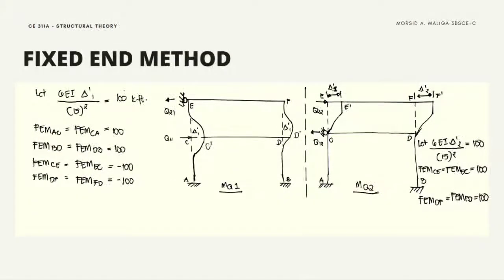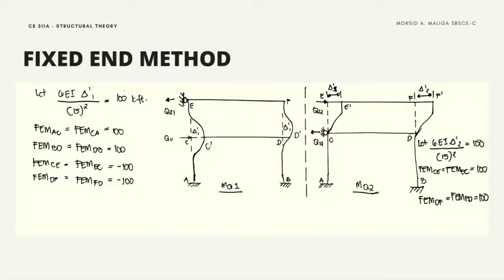So next, what we are going to look at is our fixed end method. In looking for our fixed end method, what we are going to do is to let 6EI delta prime sub 1 all over 15 squared, which we are going to assume to be 100 kips feet.